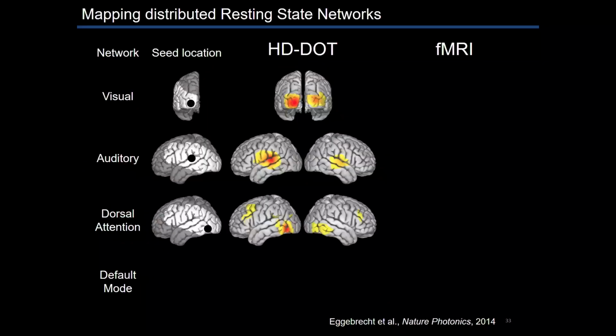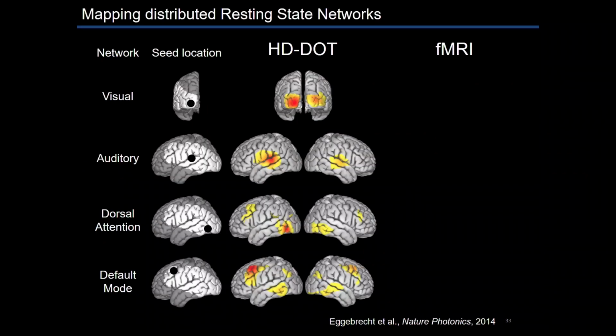These are just spatial maps of correlation with visual, auditory, dorsal attention and area MT, which is fairly deep for optical, and a default mode seed. We are not able to see PCC with optical methods because it's really deep. That's everyone's favorite seed, seemingly, for the default mode network, but there are other superficial nodes of the default mode network. This is just choosing one to appear in dorsolateral prefrontal cortex.